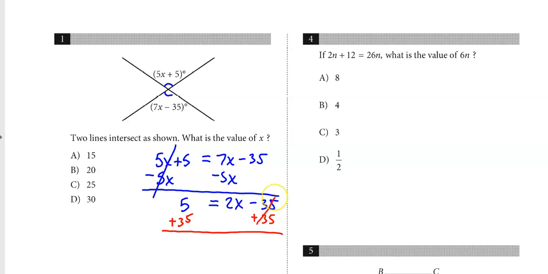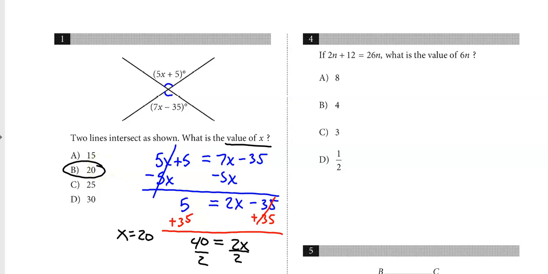And these are going to cancel out, and I'm going to get 2x equals 40. And then divide both sides by 2, and that will give me x equals 20. Then I always want to go back and just double check. Did they want x or did they want the actual angle? But they want the value of x. So the correct answer there should be B.